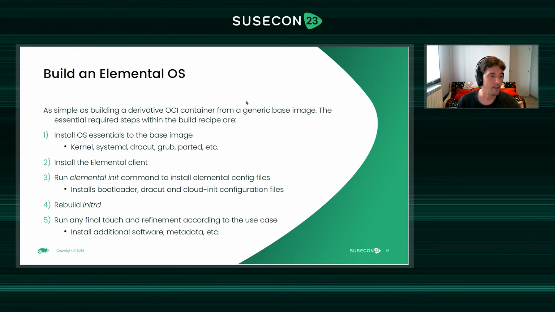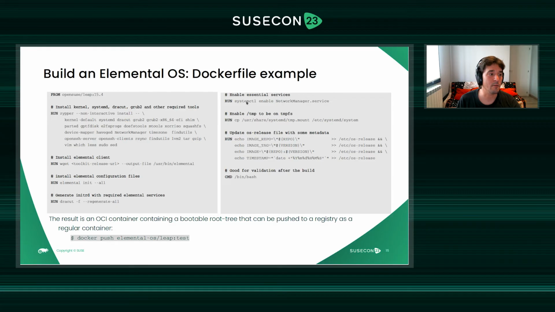And finally, the last step is just running some final touches and refinements according to the use case. For instance, installing additional software, adding some metadata, some specific configuration that is needed for the specific underlying Linux distribution or use case, etc. So we're going to have a look now at a Dockerfile that actually follows these 5 steps.